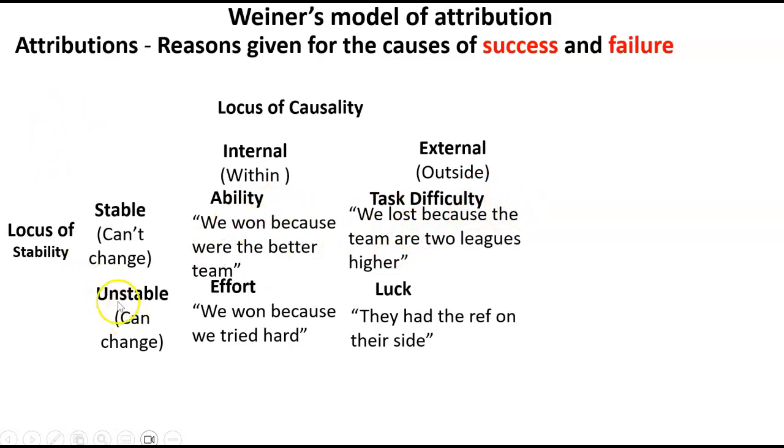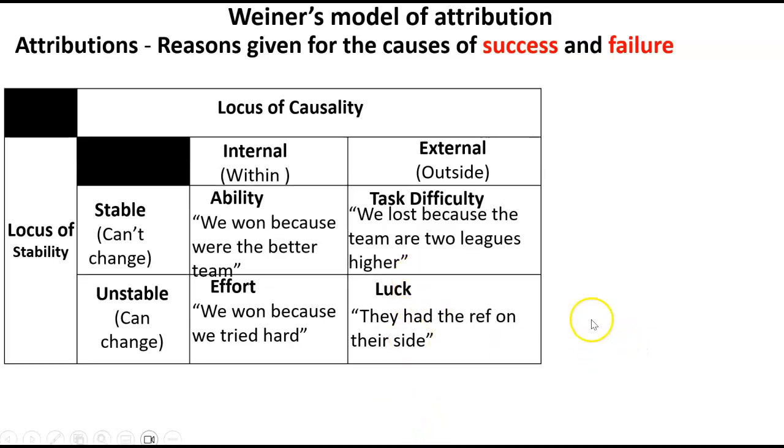Whereas you go down to the, follow my cursor now, you've got unstable. Unstable are attributions or reasons that can change. Now, effort can change. Sometimes you work hard, other times you don't work hard, which makes it unstable. Luck, again, can change. One week you might have the referee on the opposition side, which means you lose, but another week that luck might change and the referee is on your side, which means it's unstable.